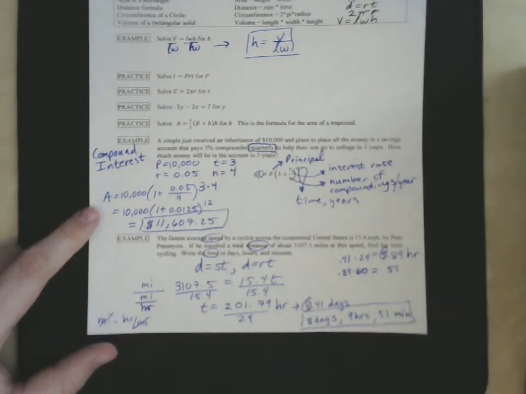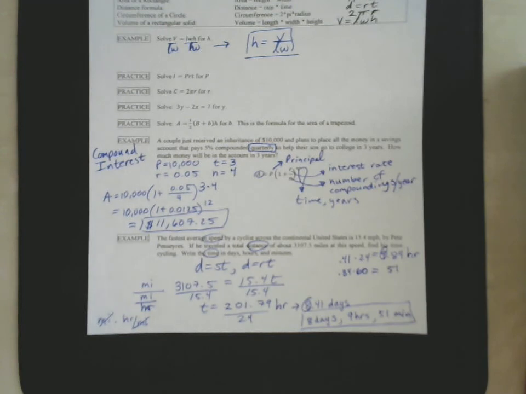So this is the right context. This is the right interpretation of this problem, because it wanted days, hours, and minutes. And now, if you tell someone the fastest person to bike across the continental US took 8 days, 9 hours, and 51 minutes, every single person will understand what you mean.